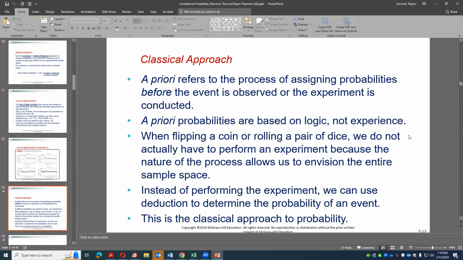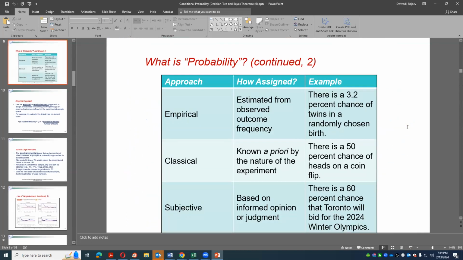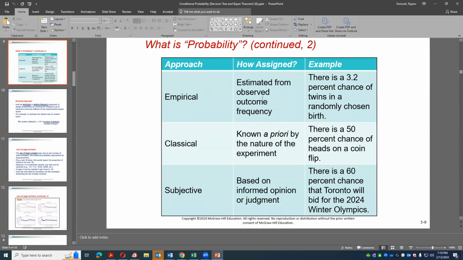One is classical probability, where you know the chance of an event to happen. Like if you roll a die, then the chance of getting 6 is 1 divided by 6. If you flip a coin, there is a 50% chance that head will come and 50% chance that tail will come. So the classical approach is where you have the idea of what would be the possible outcomes.